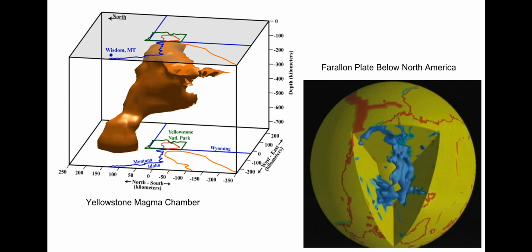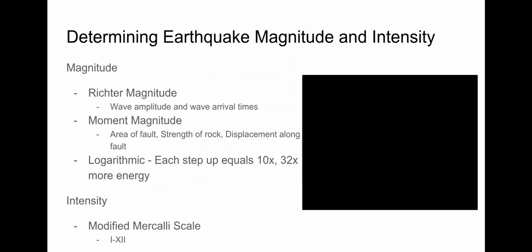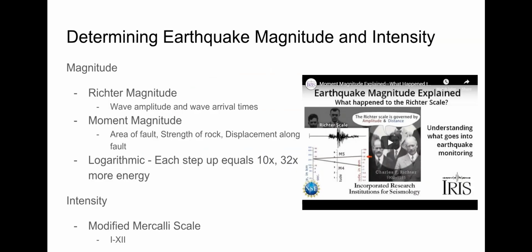So we can use this data to construct subsurface features like the magma chamber down below Yellowstone National Park. Here we're looking at it from the north. Or the geometry of the remnants of the Farallon plate that are diving down beneath western North America that created the Rocky Mountains. So we get a really good idea what's going on in the interior by using this. Again, I'm not going to watch this video.